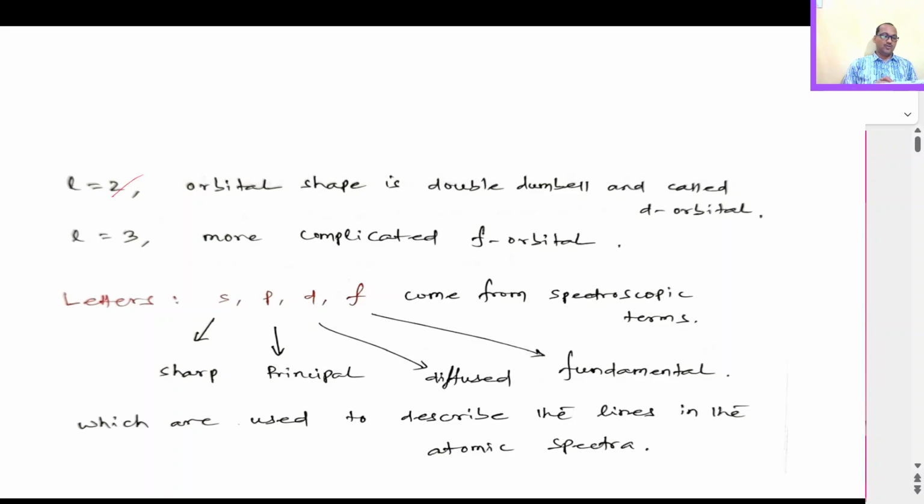Similarly, when l equal to 2, the orbital shape is a double dumbbell and it is called d orbital. Similarly, when l equal to 3, it is a more complicated f orbital. These letters s, p, d, f came from the spectroscopic terms: s for sharp, p for principal, d for diffuse, f for fundamental, which are used to describe the lines in the atomic spectra.